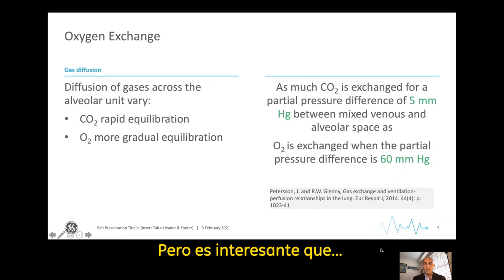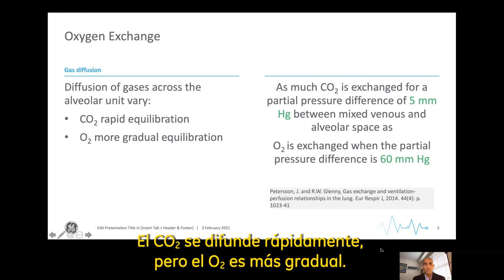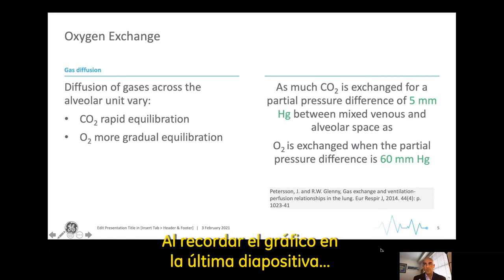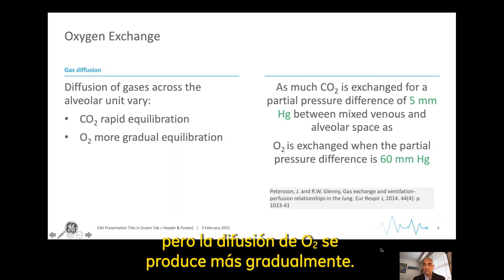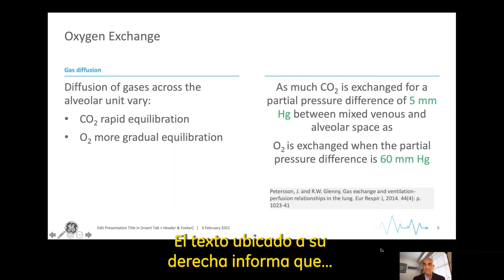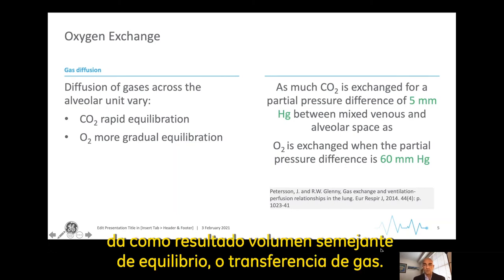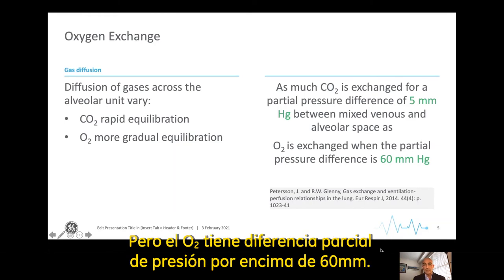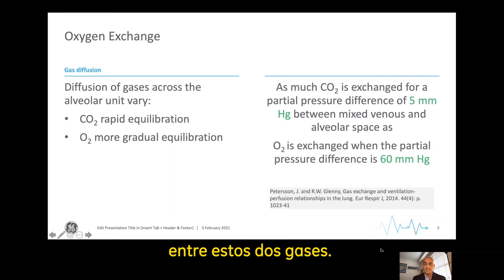Very foundational. Interestingly enough, the diffusion capabilities between oxygen and CO2 are different. CO2 diffuses quite rapidly, while oxygen is more gradual. Therefore, if you're remembering the graphic on the previous slide, CO2 equilibration occurs earlier, or to that bottom left area of the alveolar unit, while oxygen diffusion occurs more gradually. And the information to your right gives you a sense that a partial pressure difference of 5 millimeters of CO2 will result in a similar amount of equilibration or gas transfer as that of oxygen with a partial pressure difference in excess of 60 millimeters. So that gives you a sense of how big the differences are in terms of diffusion capabilities between these two gases.